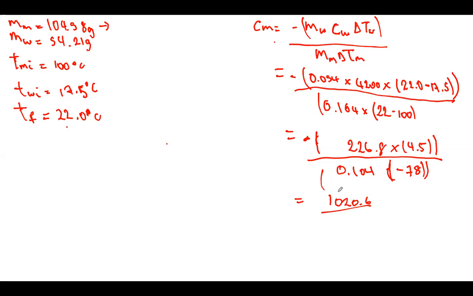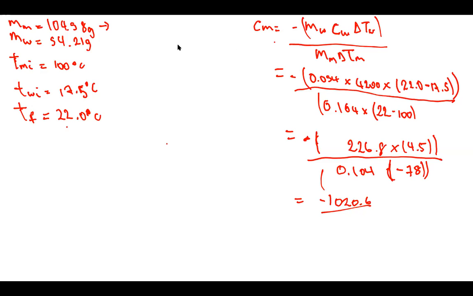Alright. So negative here, 0.104 times 78 times negative 78. What do we get? What are we getting here? 0.104 times 78 times negative 78.